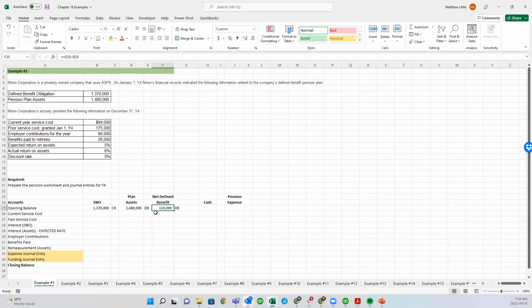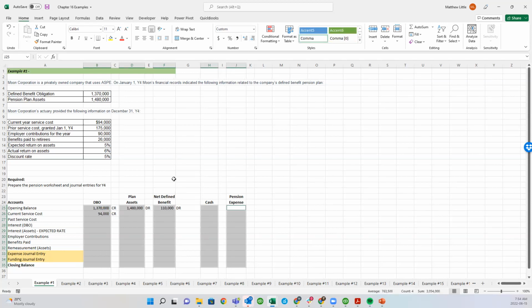Now we can go through the current year calculations. So we have our current year service cost, we're told is 94,000. And that is a credit. And I just realized the formatting is not consistent. Let's fix all that.